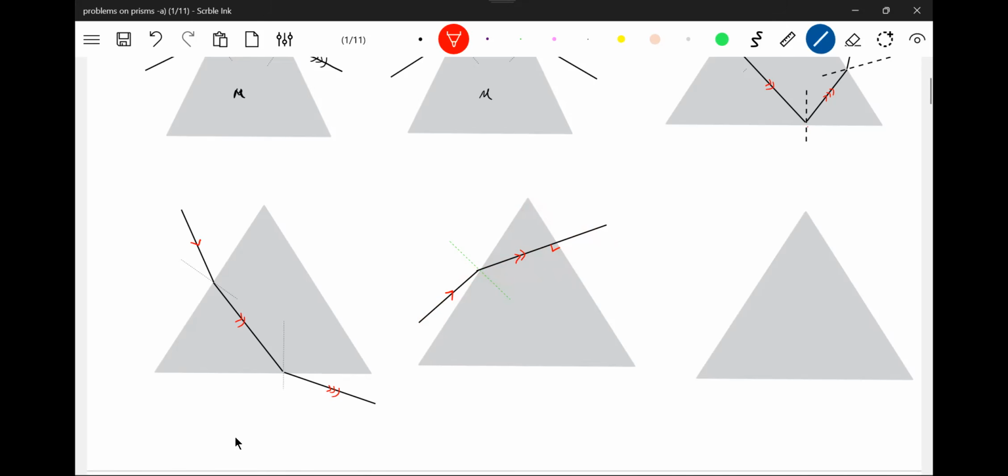So, next condition. The situations will be given to you. Now the next one, the ray is incident here. If it undergoes TIR here, we know if TIR occurs, it will be reflected symmetrically.